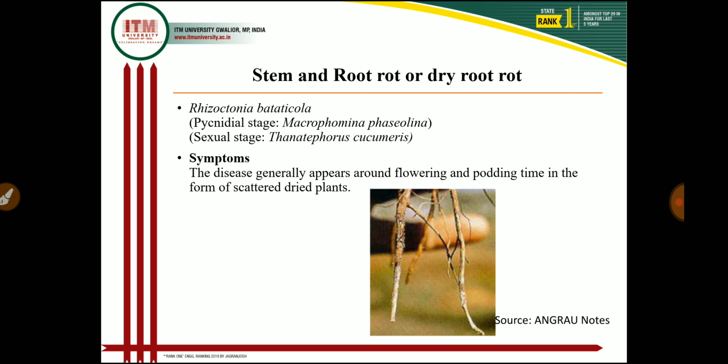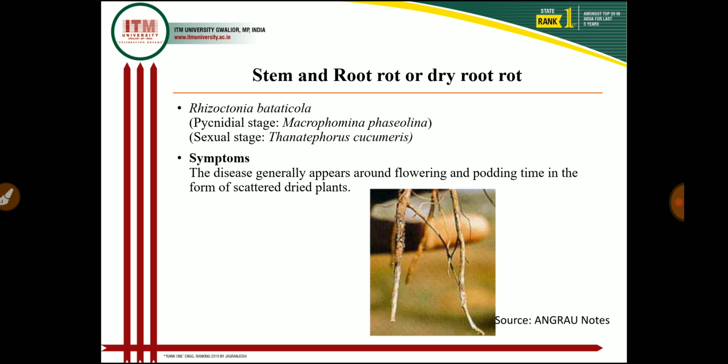In the symptoms part, the disease generally appears around flowering and podding time in the form of scattered dried plants, and seedlings can also get infected. The first symptom of the disease is yellowing of the leaf, and affected leaves, petioles, and leaflets drop within a day or two, and the leaves or stem of the affected plants turn straw color and the plant wilts within the week.